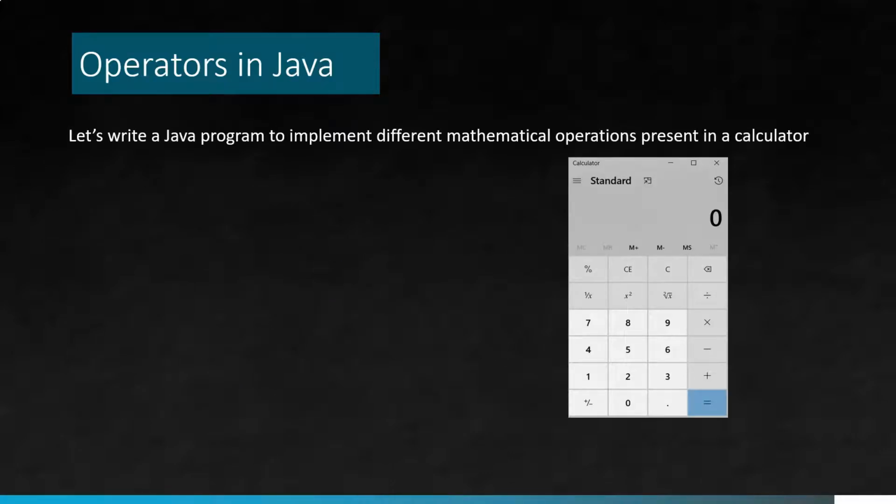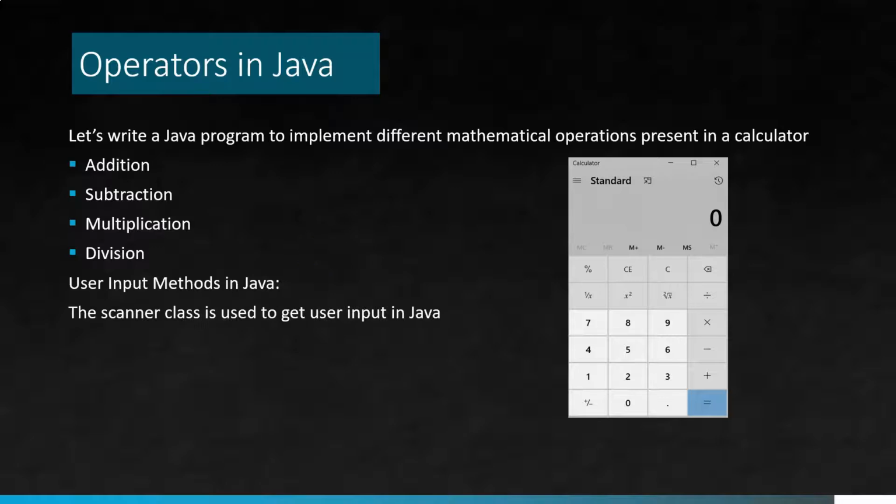Now let's see how we can implement a Java program to perform the different mathematical operations which are present in a calculator. So we are going to perform some of these different operations: addition, subtraction, multiplication, and division. But unlike other programs, here we are going to take the inputs from the user. So if we are going to perform operations on two numbers, we are going to take two user inputs. And for that, we are going to use something called the Scanner class. Now it is used to get user input in Java.